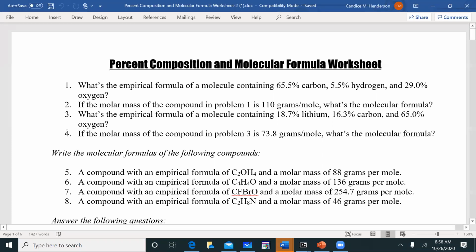So let's do number 4 here. 4 is talking about that problem 3 that you did. So we had lithium carbonate. And if we know that the mass is 73.8, what is the molecular formula? So we got lithium carbonate, CO3, Li2CO3. All right, so I'll give you 3 minutes for that.